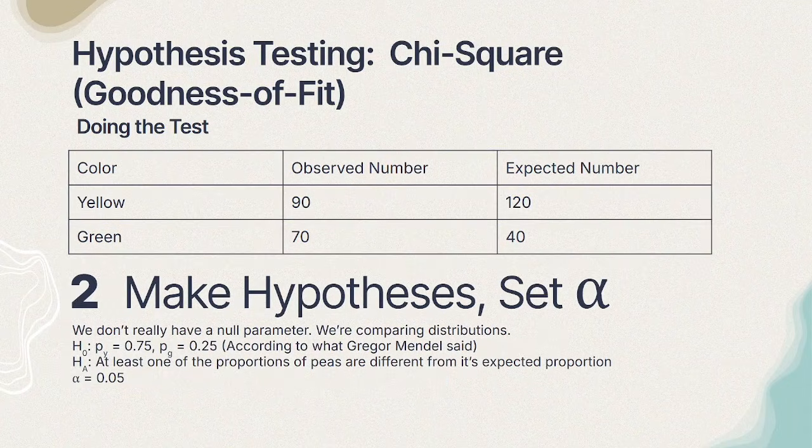For our hypothesis, since we are comparing a distribution rather than a single parameter, we say that the null hypothesis is that the true proportions match Mendel's ratio, 75% yellow, 25% green. The alternative is that at least one of these proportions is actually different. Alpha value is 0.05.